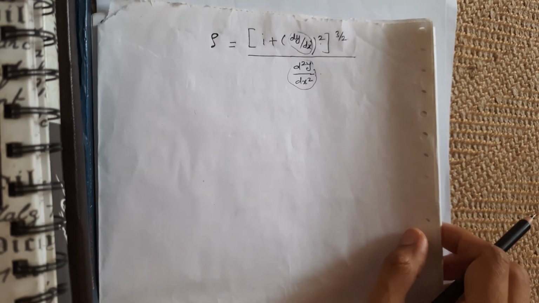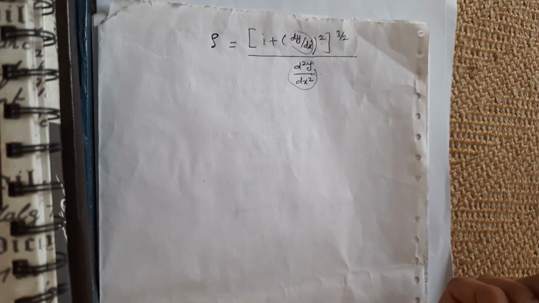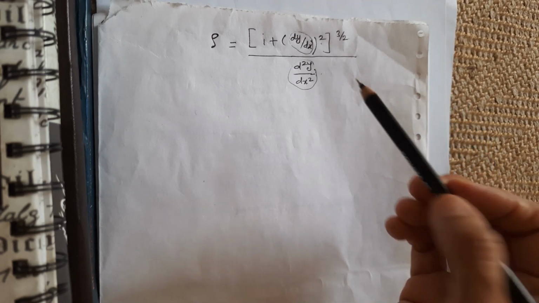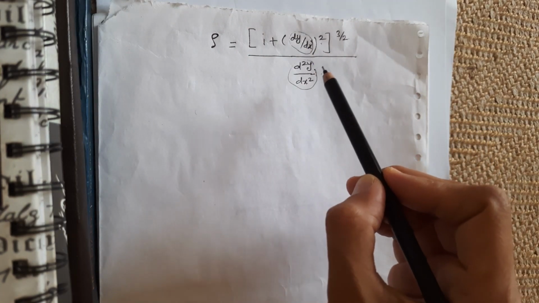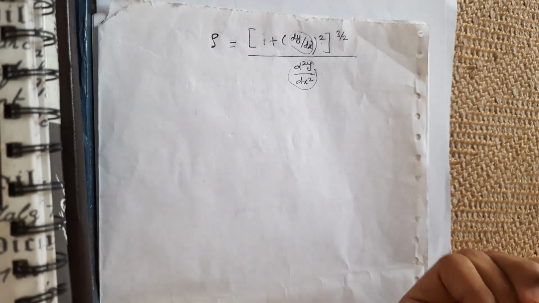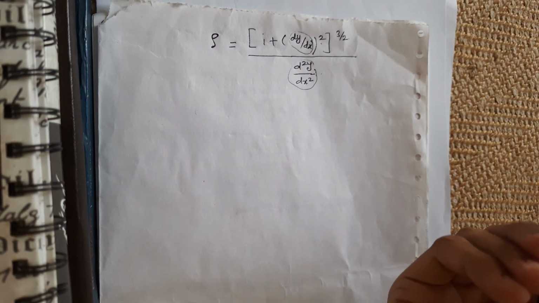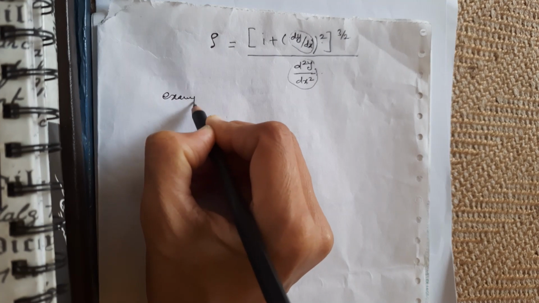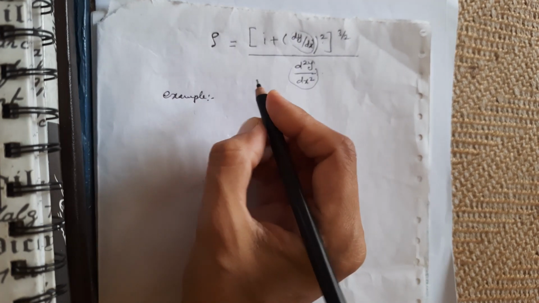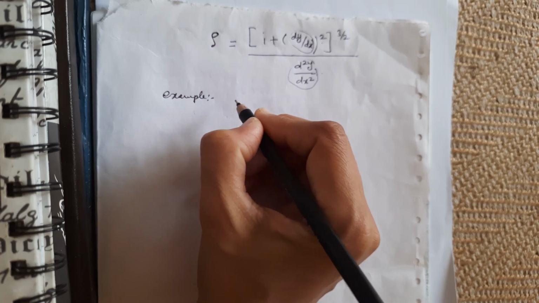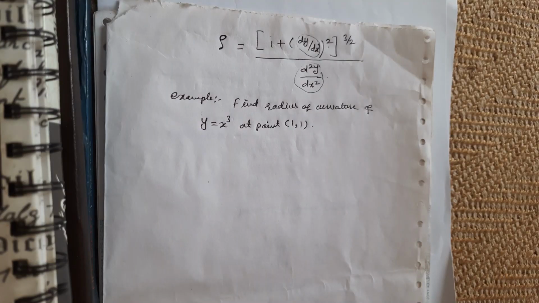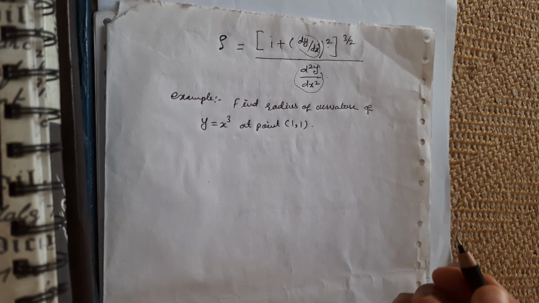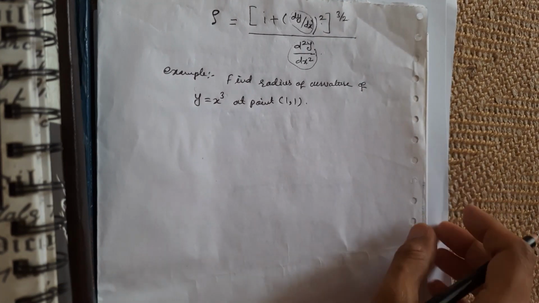So let's solve a few examples. We are not going to get into deep detail of how this formula comes out. At this stage, just remember that this is the formula. My example to explain this is: find the radius of curvature of y equals x cube at point (1, 1).